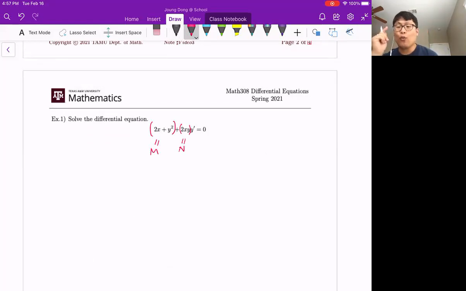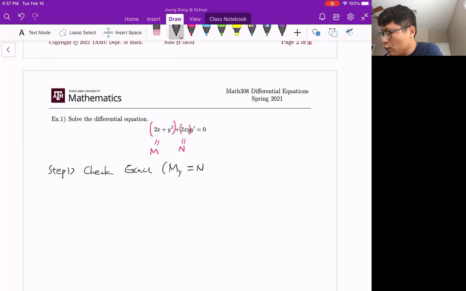Okay, how can you check it? We assume there is some function psi which satisfies this equation. Here we go. Step one, check whether it is exact or not. We're going to set M_y equal to N_x. If they are equal to each other, we can say there is a psi function. Let me do it. M_y: we take the derivative with respect to y of M, then 2x can be considered as a constant, right? So the derivative of 2x is 0.